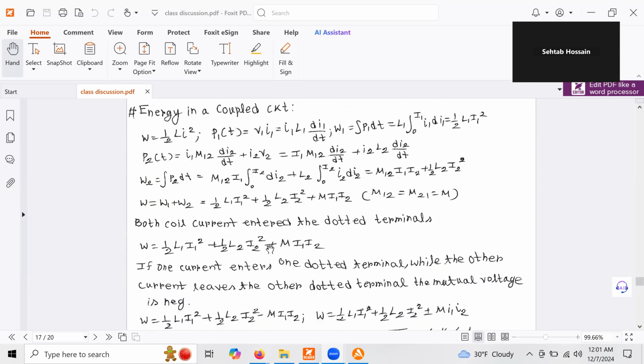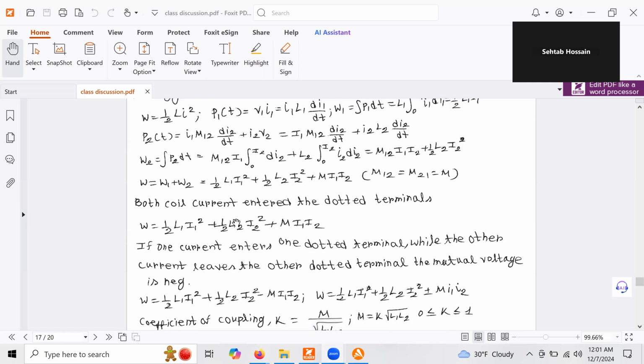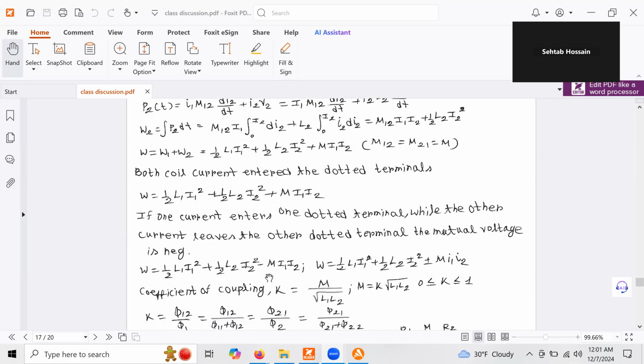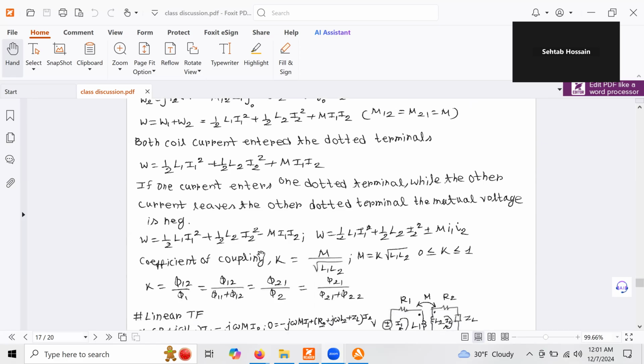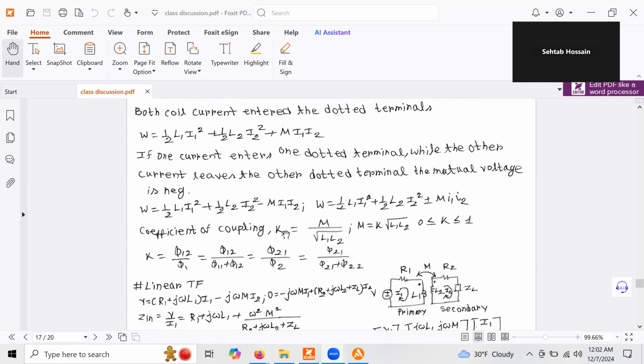For both coil currents entering the dotted terminal, the energy expression will be just like this. If one current enters one dotted terminal while the other current leaves the other dotted terminal, then the mutual voltage will be negative. So for that case, it will be a subtraction: the self-inductance terms minus the mutual inductance term, per the dot convention.